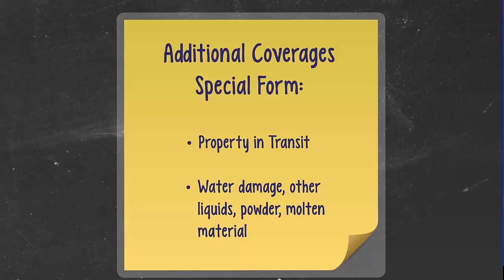Next, the special form provides for the coverage of the cost of tearing out and replacing any part of the building to repair damage to a system or appliance from which water or other liquid, powder, or molten material has escaped and caused damage.